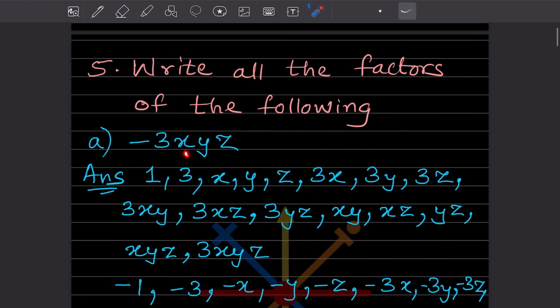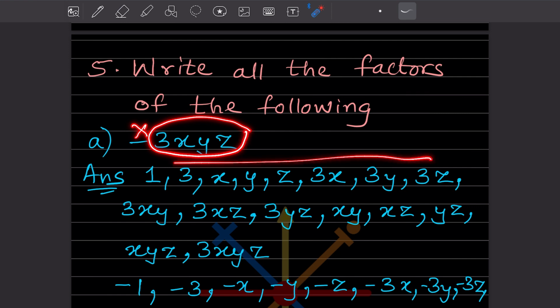Then again we can take this into this, x into y. Then we can take x into z. Then y into z, that is yz. Then all three together, x, y, z. And then what we can do, 3xyz. Is that clear? So these are the factors first. We don't consider this negative sign, only if we consider this one. These are the factors for that.